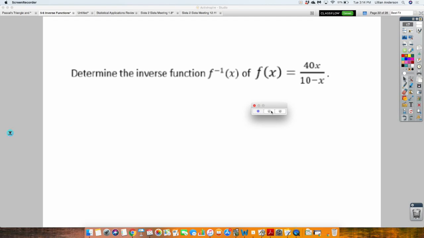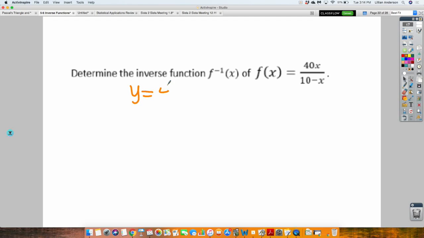All right, I want you guys to give this one a try. Together. All right. So this particular one, okay? I think everyone got to the point where they replaced here. And then you switched. Because you got to remember, you're finding the inverse. So you have to switch your x's and your y's.